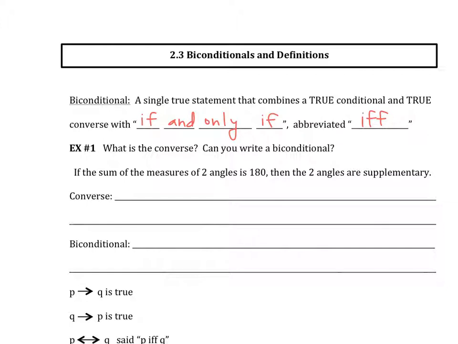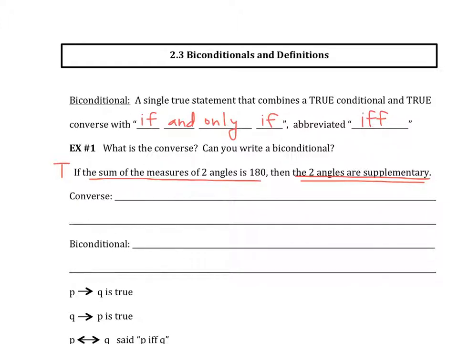So for a biconditional, what you're doing is making sure that both statements are true, and then rather than have to write two separate statements, we can just write it as one if and only if statement, okay? So let's say my conditional statement is this. If the sum of the measures of two angles is 180, then the two angles are supplementary. Is that true? That is true, right? So this is a true conditional, okay?